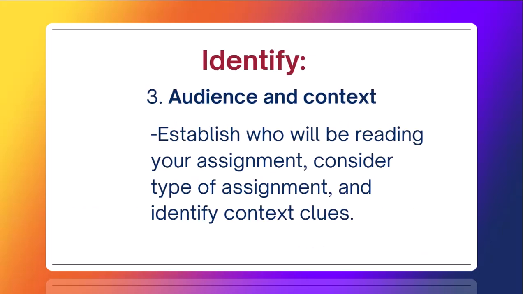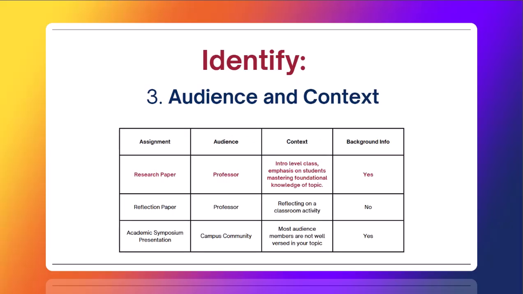It can be difficult to gauge how much background information or context to provide when you're writing a paper or completing a project. This will depend on who's reading your finished product, which varies based on the type of assignment. Identifying the type of assignment, audience, and context can help you determine how much background information is necessary. A research paper in an intro-level course should have a significant amount of background information, even if your professor is already knowledgeable on the topic.